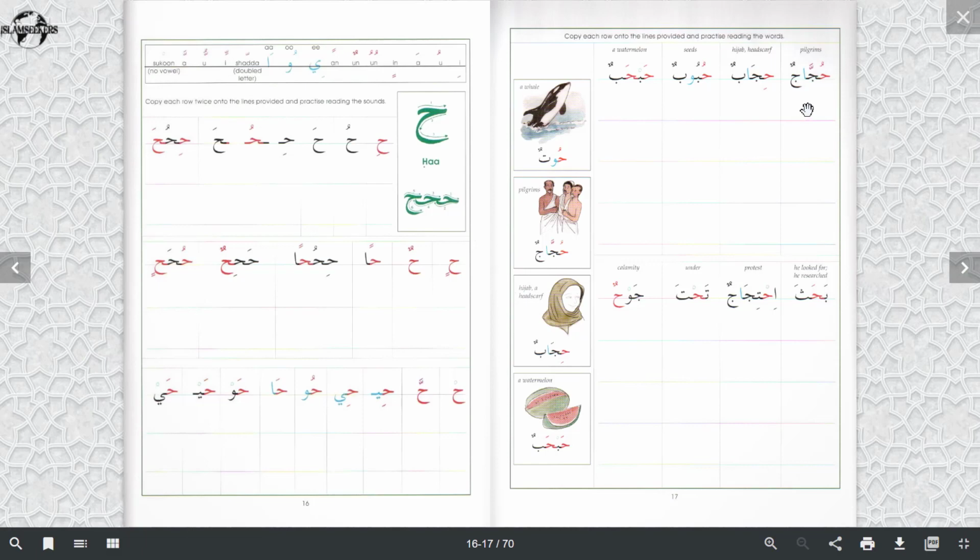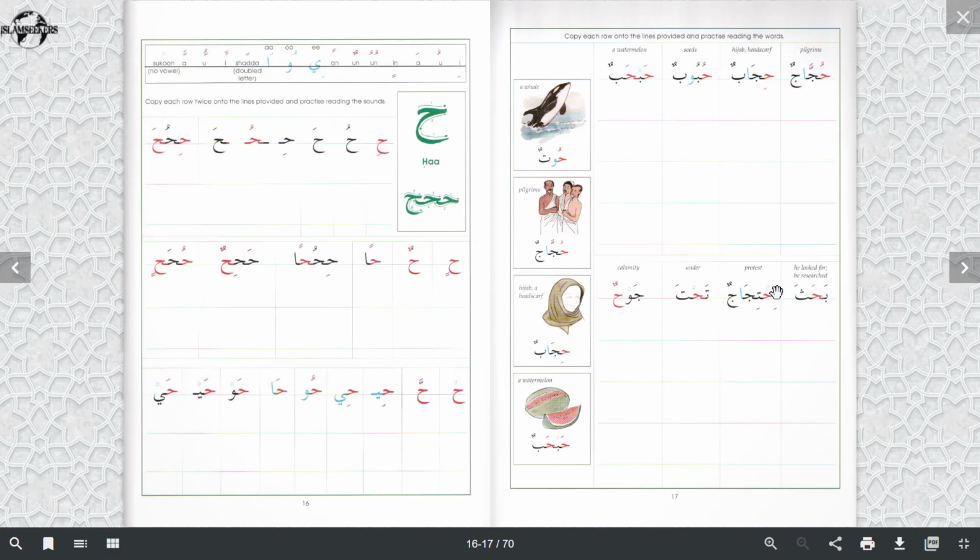Page 17. Listen carefully and repeat. Line 1. Pilgrims. Hujjajun. A hijab or headscarf. Hijabun. Seeds. Hububun. A watermelon. Habhabun.